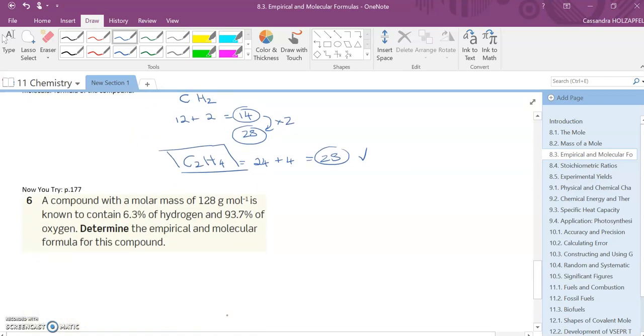All right, so I want you to have a go at this question here. A compound with molar mass of 128 grams is known to contain 6.3% hydrogen, 93.7% oxygen. Determine the empirical and molecular formula for this compound. So I'm going to get you to pause the video here, go away, and I'm going to pop the answer up on the screen for you.